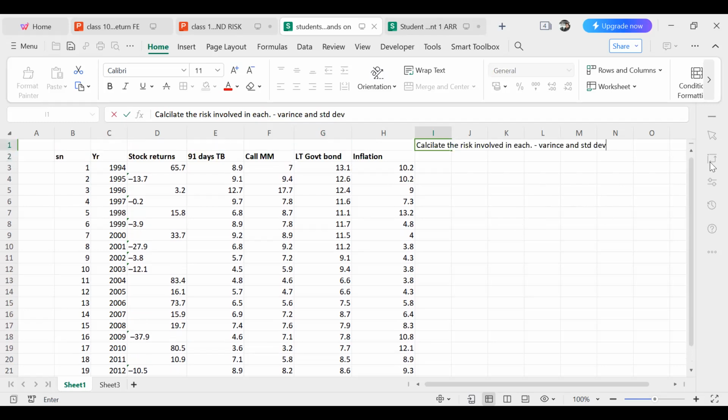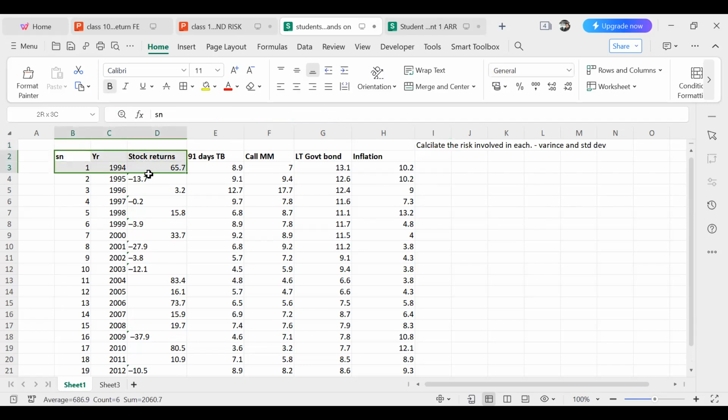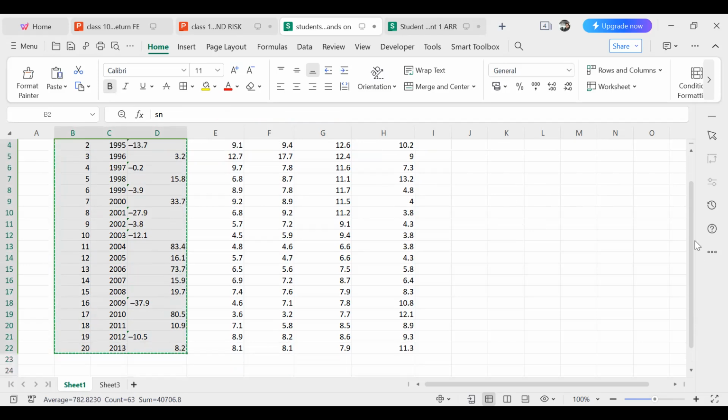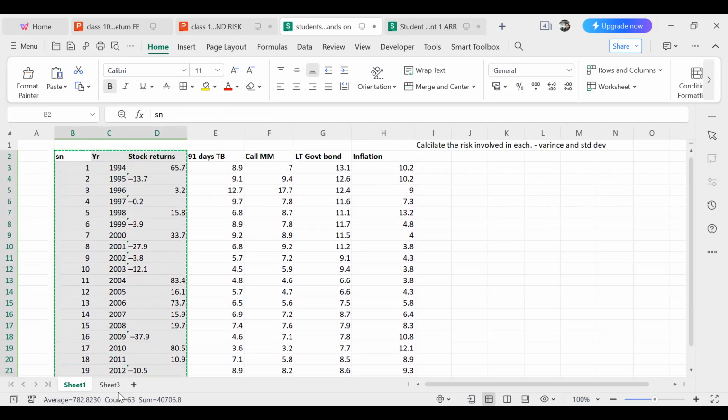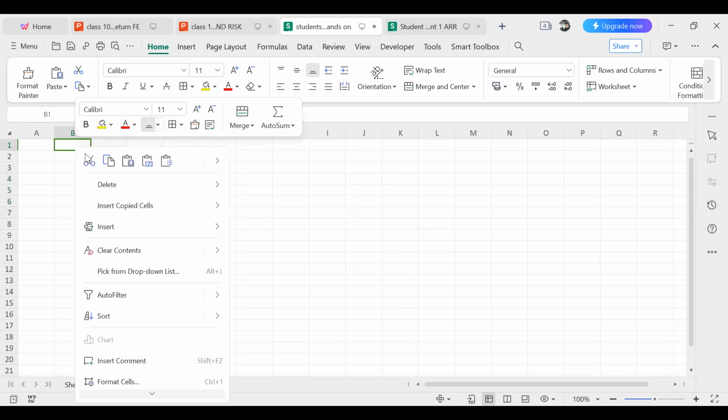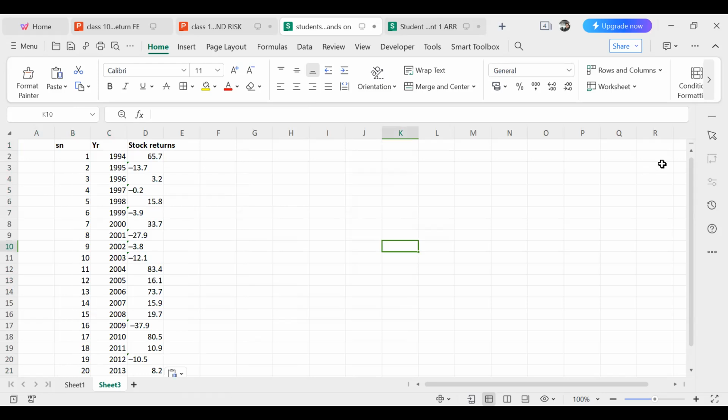First let us do the stock return. Each one you have to do separately. I'm just copying this stock return and taking it to the next data sheet. Let me paste it here and calculate this first.